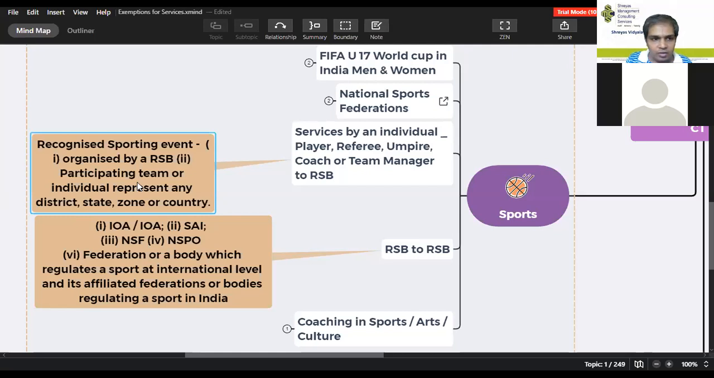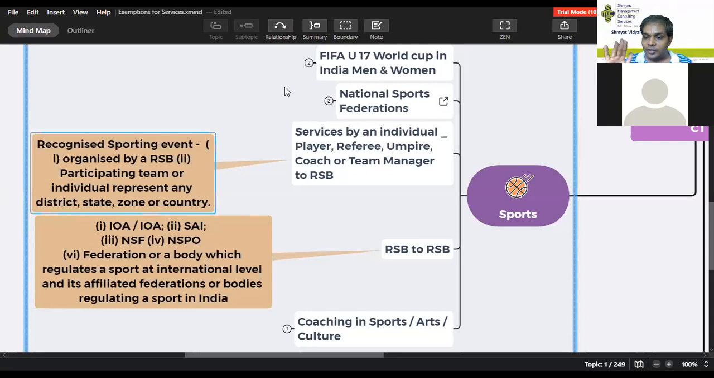What is a recognized sports event? It is organized by a recognized sports body. And the participating teams or individuals should represent a district, state, zone, or country. The moment I say this, something should strike you. Whether this event is taxable or not, it should strike you.